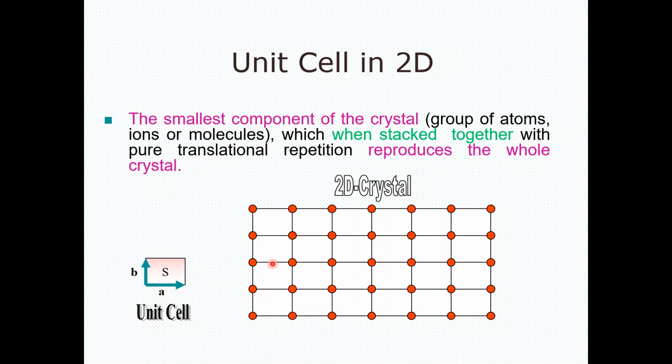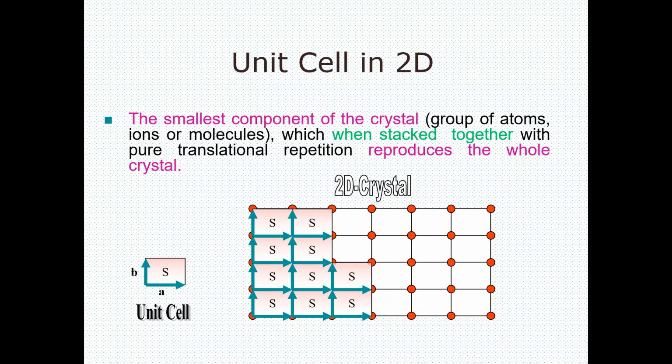So what does a unit cell mean? A unit cell is the smallest component of the crystal. In other words, we can call it the building block of a crystal. The building block makes a unit cell first and then the whole crystal itself. The smallest component of the crystal, which can be a combination of atoms, ions or molecules, when stacked together with pure translation repetitions, produces the whole crystal. This is a good concept of the unit cell.